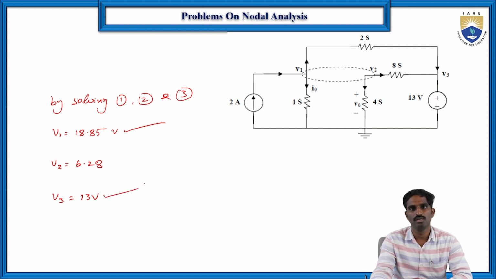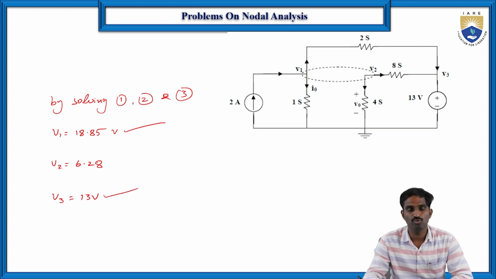So this is how we can apply the super node analysis. When there is a voltage source present in between two nodes, in that case we will apply the super node analysis. The super node is nothing but the combination of those two nodes as a single node, and we will write the whole equation for that particular super node. Same as in the super mesh analysis, that we will also discuss.